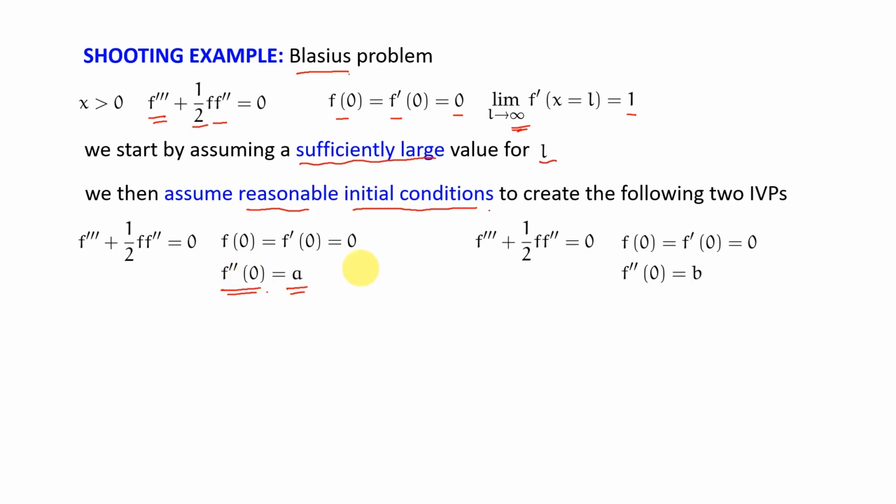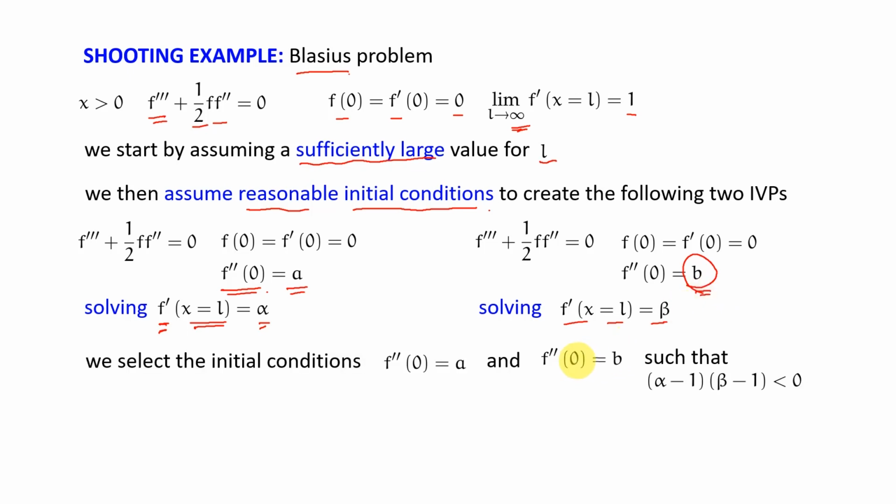And then I solve this problem. Similarly, I take another guess, that is f double prime 0 equals b, and again I solve this problem, and then I try to see how I can march toward x equals infinity, f prime equals 1. So when I solve this problem with f double prime 0 equals a, I get f prime at x equals L to be alpha. And similarly, when I solve Glaciers equation with f double prime at 0 equals b, I get f prime at x equals L as beta. So I now have two values of f prime at x equals L based on the two different initial conditions that I have guessed.